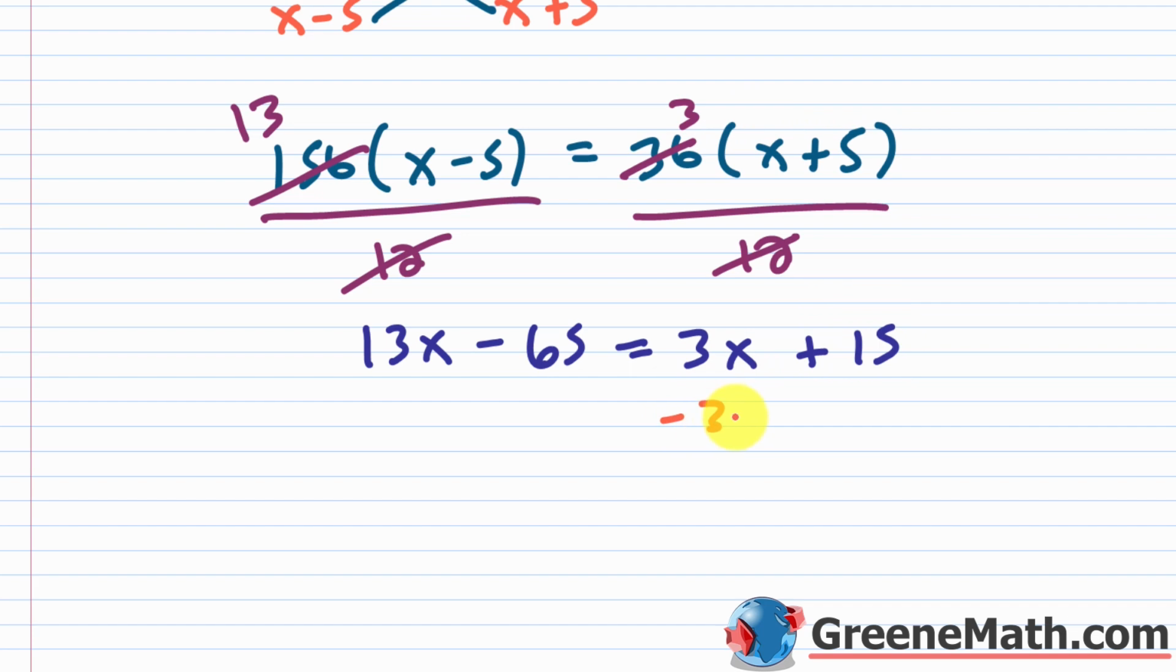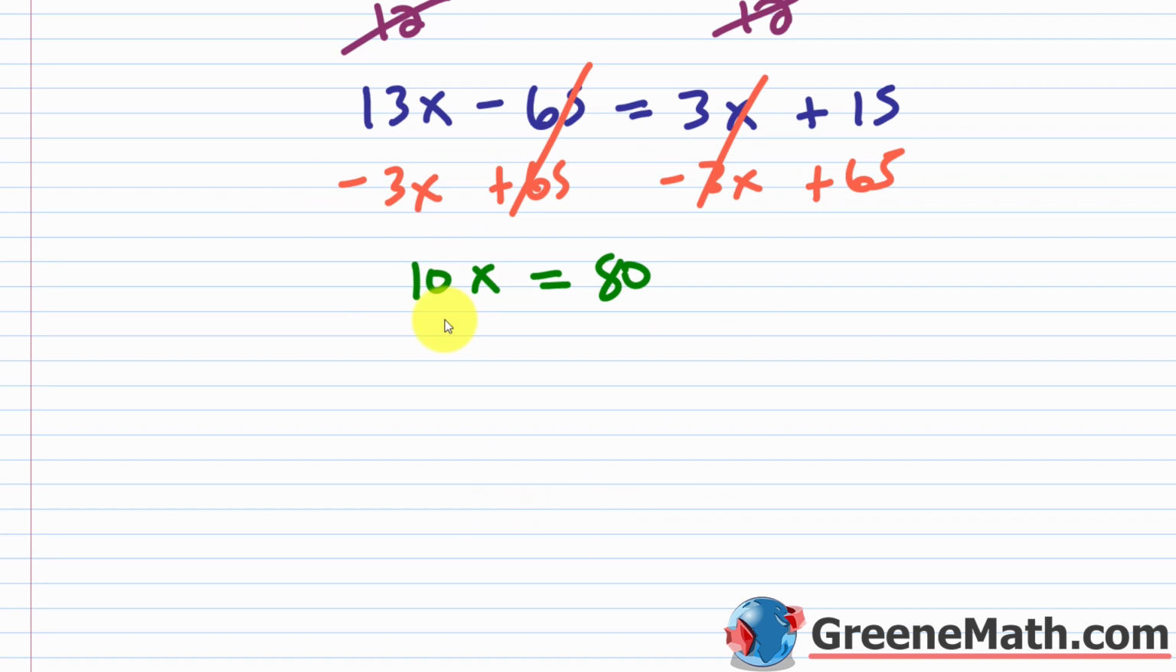I'm going to subtract 3x away from each side of the equation. This will cancel. I'm going to add 65 to both sides of the equation. This would cancel. So 13x minus 3x, that's going to give me 10x. And this will be equal to 15 plus 65, which is 80. Now, to finish things up, I'm going to divide both sides of the equation by 10. This would cancel, and we get x is equal to 80 divided by 10, which is 8.